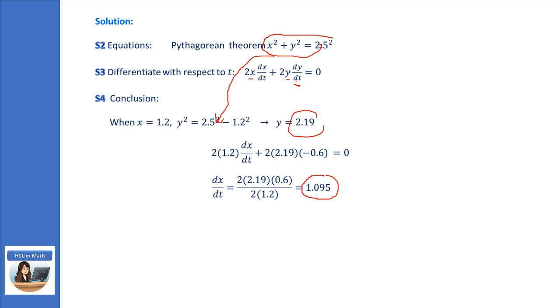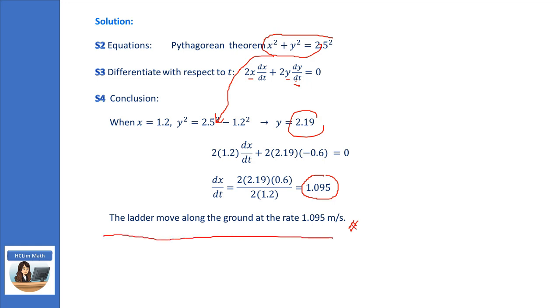So after I calculate my value, I need to rewrite the answers. So saya kena tulis balik. Okay, the radar moves along the ground at the rate of 1.095 meter per second. So please make sure that during your PSPM, remember to answer the questions in sentence form.